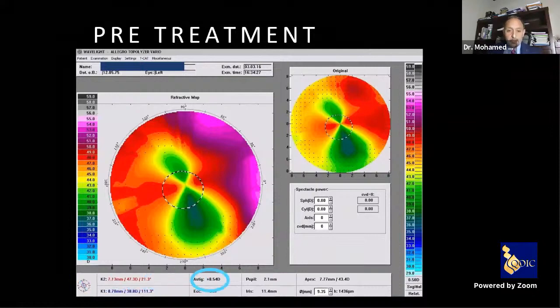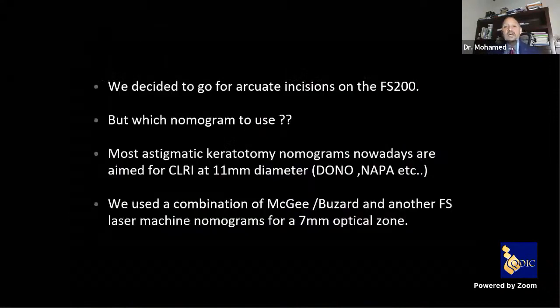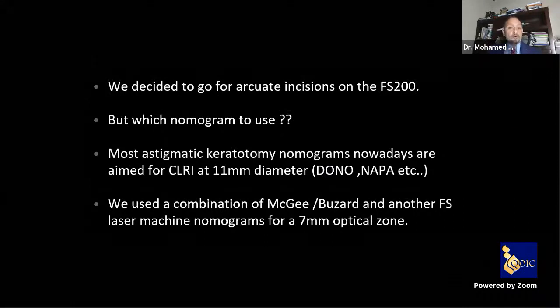Again, 8.5 diopters of astigmatism. So we decided to go for arcuate incisions on the FS200, which is, at the time, it was the only femtosecond laser machine that we had in our center. Now we have 2. So which nomogram?